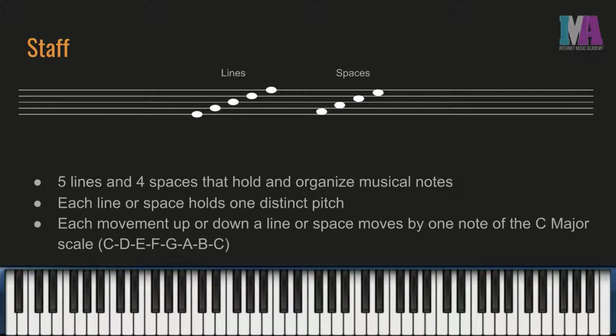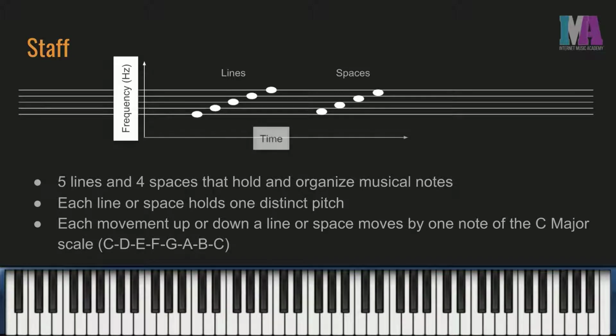When on the staff, notes are read like a book, from left to right, to be played or sung at specific times. Therefore, a musical staff can be seen like a graph of sorts, which plots frequency on the y-axis and time on the x-axis.